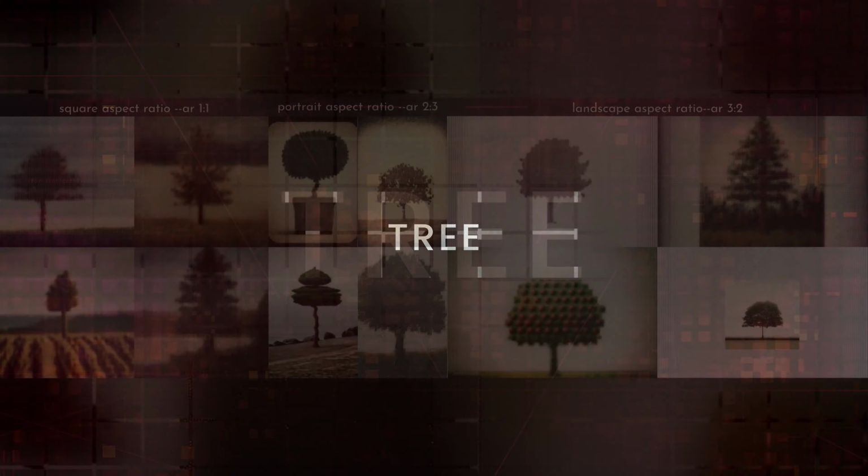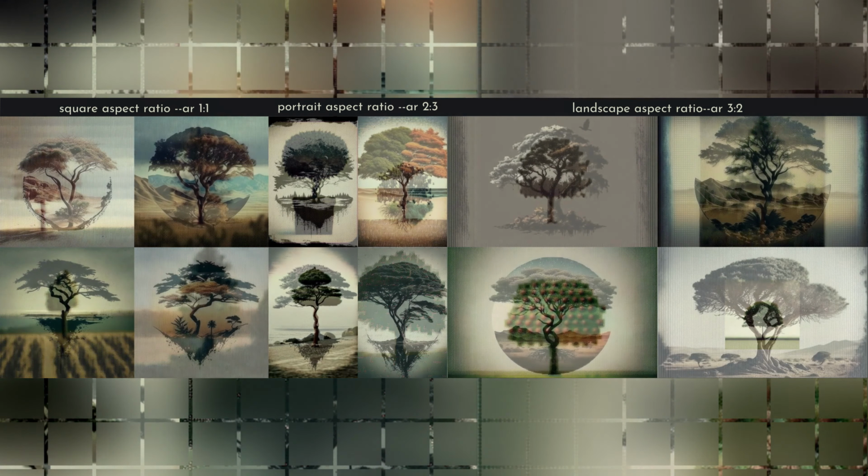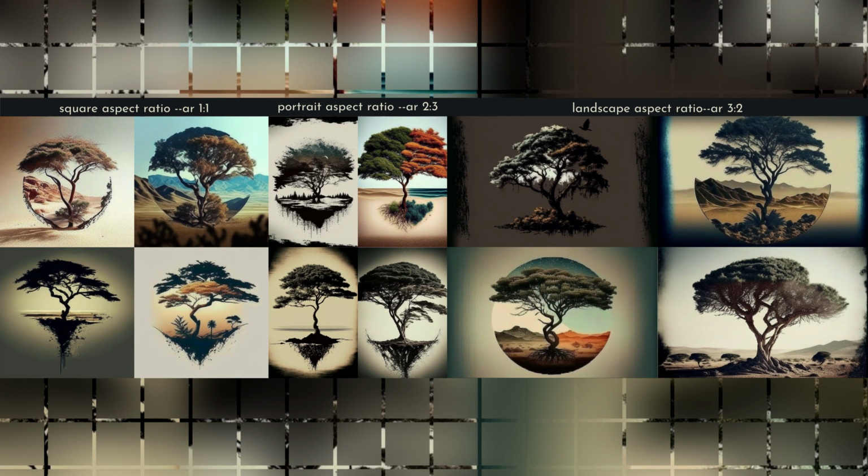Tree. Okay, here we have the very ugly trees of the cursed style. And this is the result with stylize 1000. The colors do tend to be quite muted, looking like very old color photographs that have been sitting in a box somewhere and lost their colors pretty much in the process. But the stylization gives some nice results to these. My favorite is the square aspect ratio.